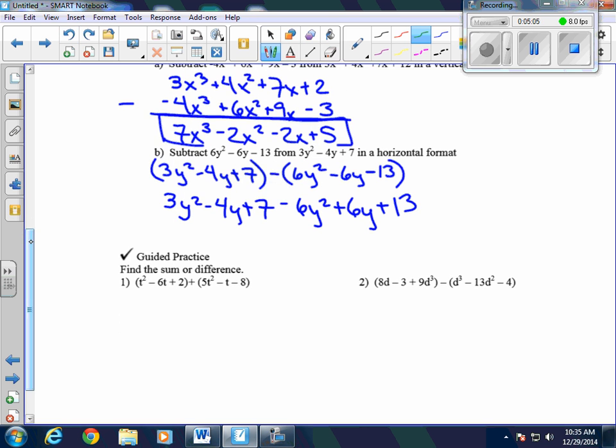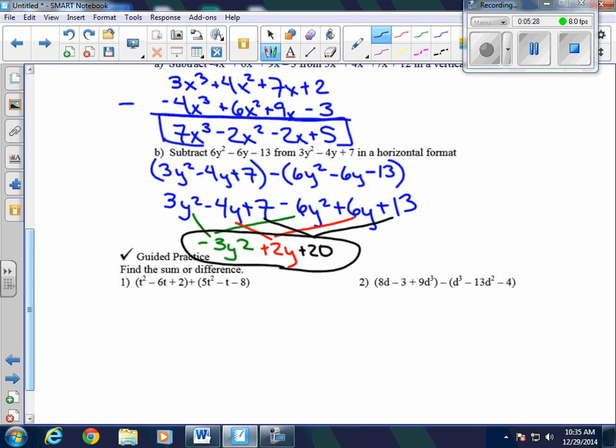If we look at our y squared terms, here they are. 3y squared minus 6y squared is negative 3y squared. And then our y terms, we have negative 4y and 6y, which is plus 2y. And then our constants, 7 and 13, which is plus 20. So there are the answers for those. We did one in the vertical format, one in the horizontal format. You can use whichever you prefer to use.